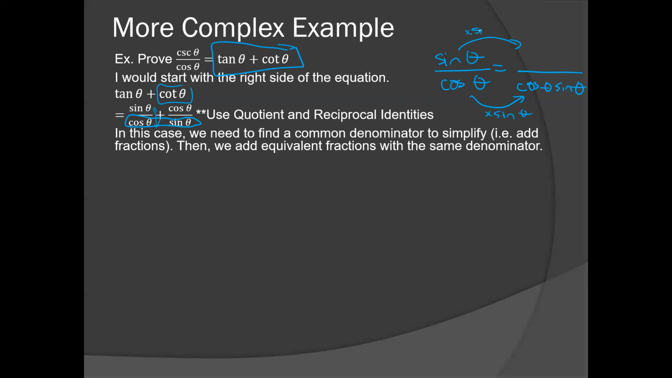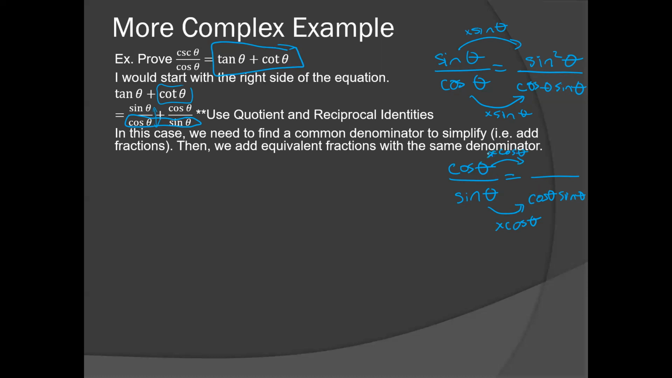So I multiply this by sine theta, and then I end up getting sine squared theta. Now I'm going to do the exact same thing for the other rational expression. I have cos theta over sine theta. I want a common denominator of cos theta sine theta. So I'm going to multiply this by cos theta.